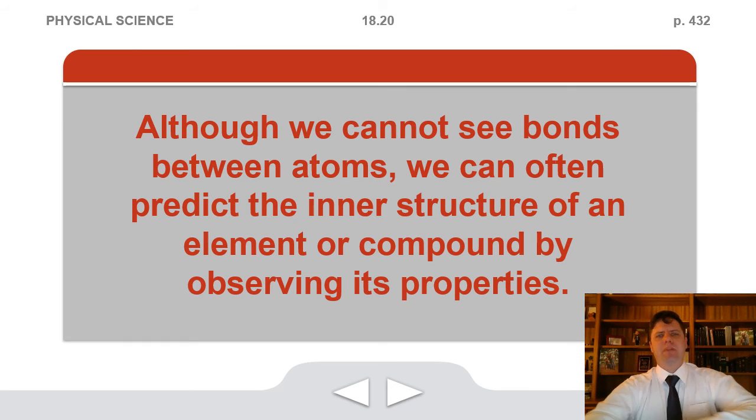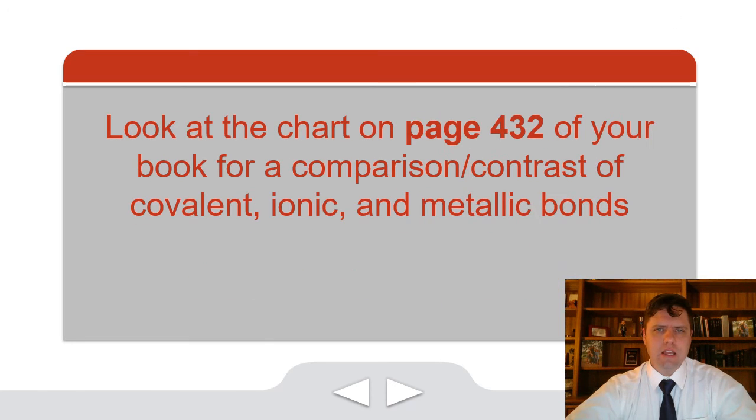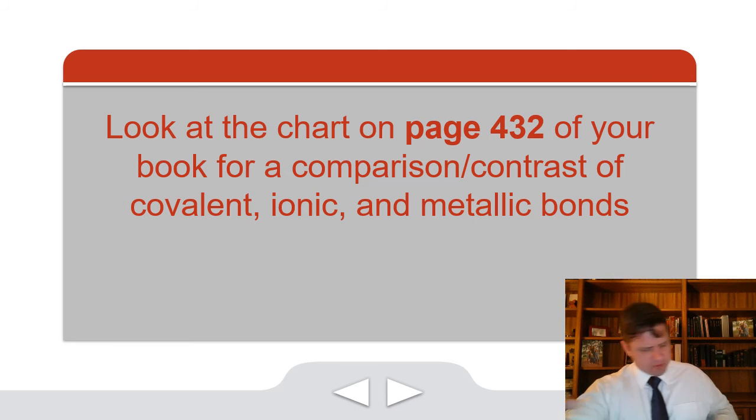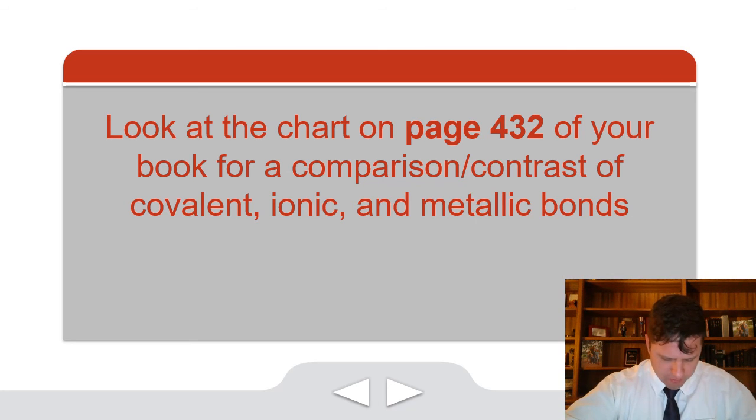Now, although we cannot see bonds between atoms, we can often predict the inner structure of an element or compound by observing its properties. So while you might not be able to see the actual bonds with our eyes, we can predict some of the inner structure by the properties we observe when considering an element or compound. At the end of this chapter on page 432, at the bottom of the page, there's a chart, 18-2. You'll see characteristics of bonding types. I think that would be a good thing for you to review in preparation for the test.